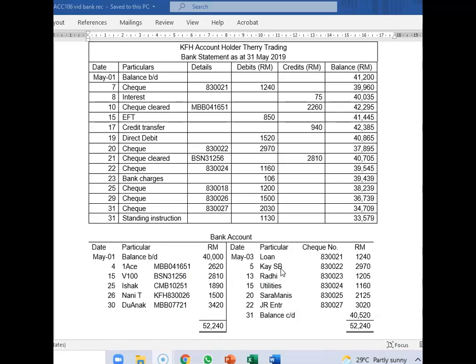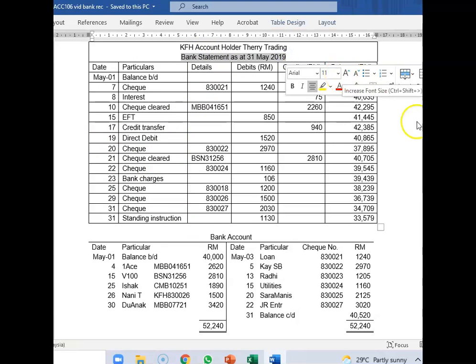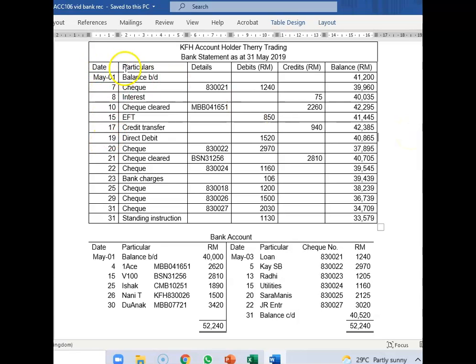Okay, let's look at an example of how to actually do the bank reconciliation. So let's say you are given a bank statement. You can see the title over here, bank statement. Okay, in the bank statement you have the date. The particulars are what the activities or transactions are, and the details usually contain the check number or the reference number of the transactions.